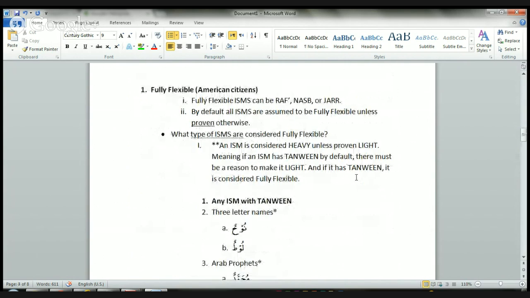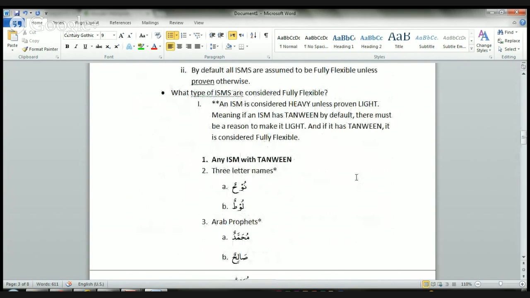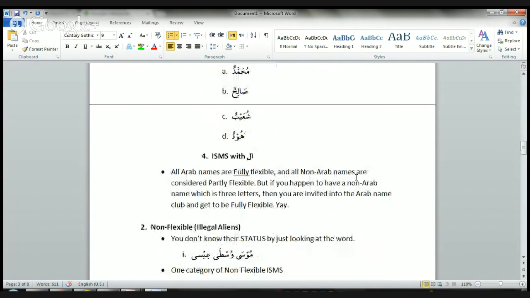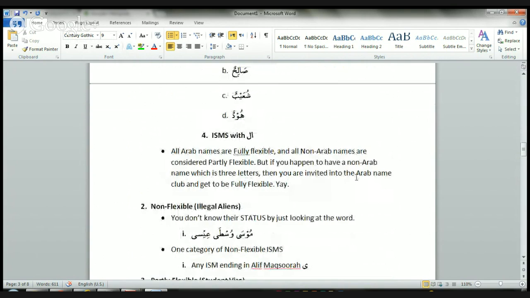What type of isms are fully flexible? Number one, any ism with tanween. Number two, any three-letter name. Number three, Arab prophets, specifically, or Arab names. Number four, isms with alif lam. Anything with alif lam is considered fully flexible. Good. Number two, non-flexible isms.